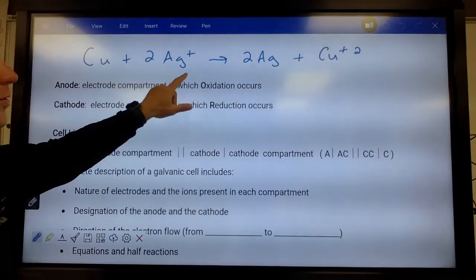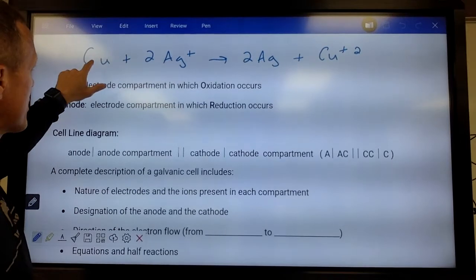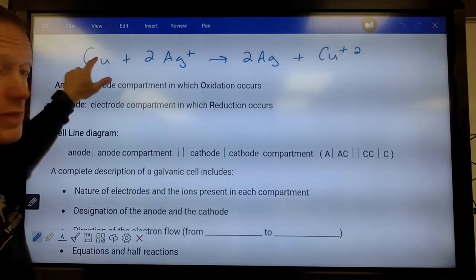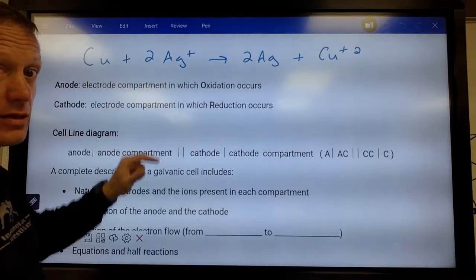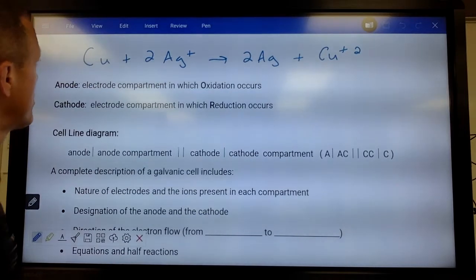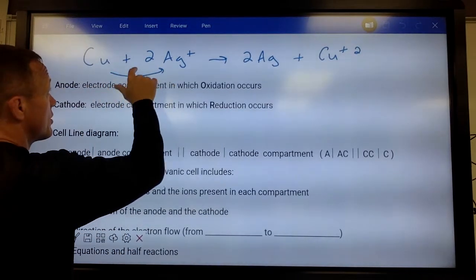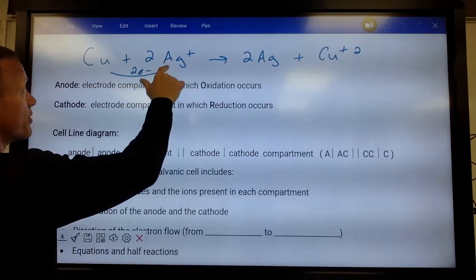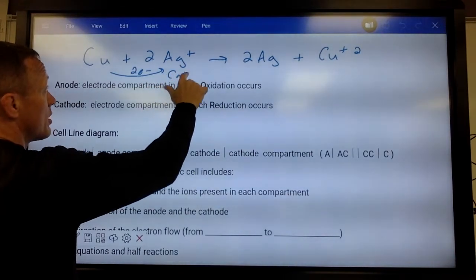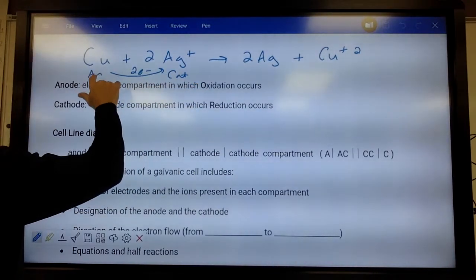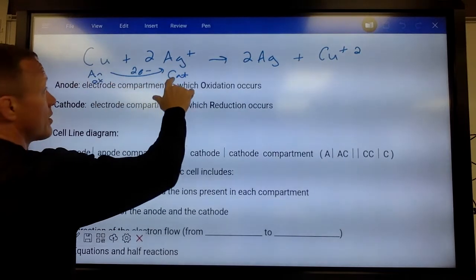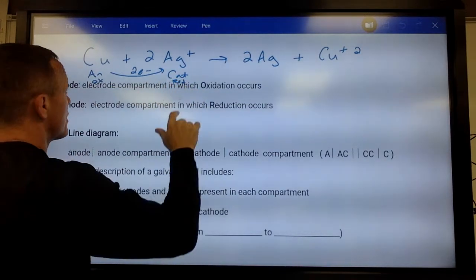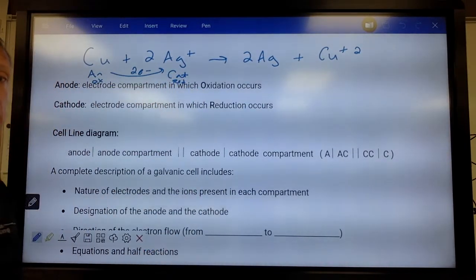Had this reaction before. I remember copper is being oxidized. It's losing electrons, and it's giving those electrons to silver. Silver is being reduced. So remember, this is your cathode. This would be your anode, where oxidation is occurring. Cathode, or reduction, is occurring. Red cat and an ox.